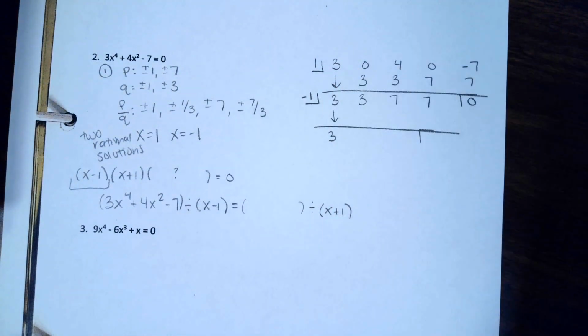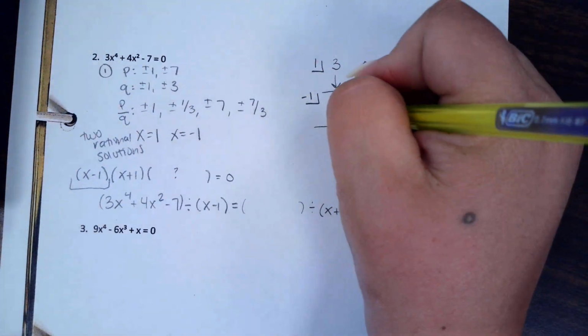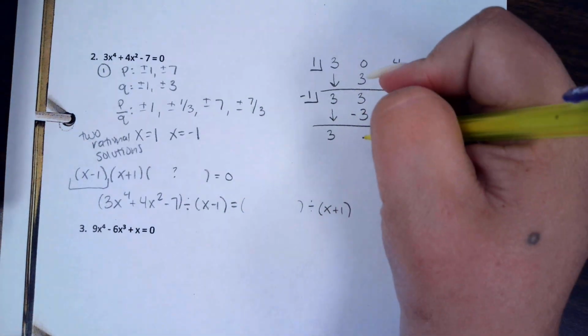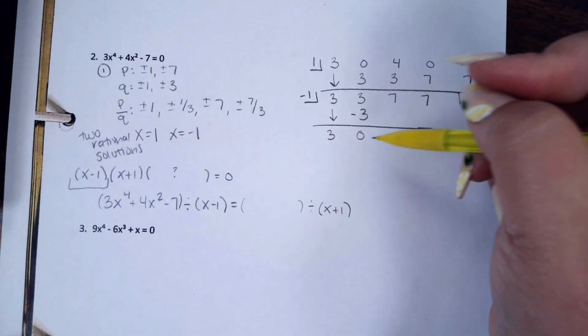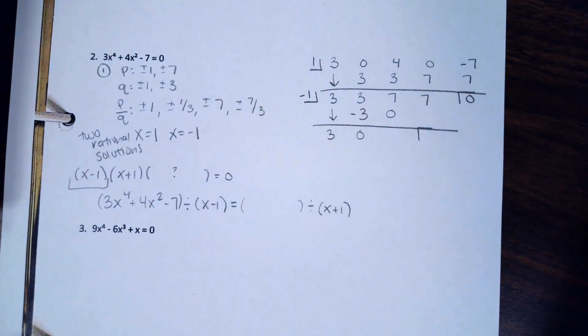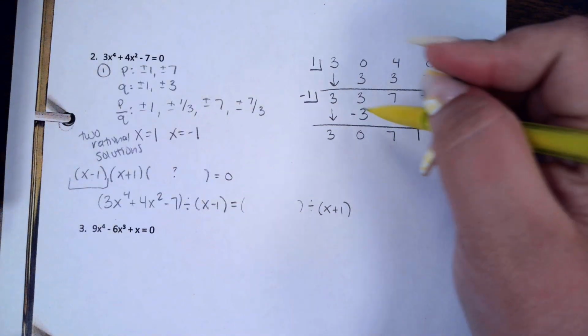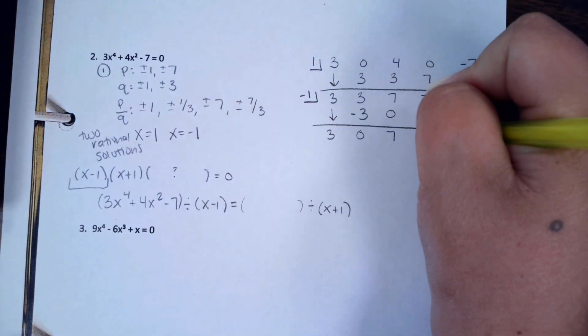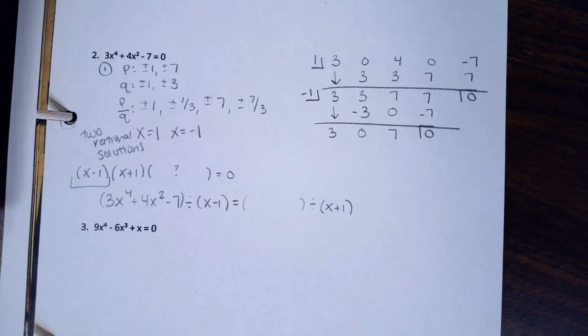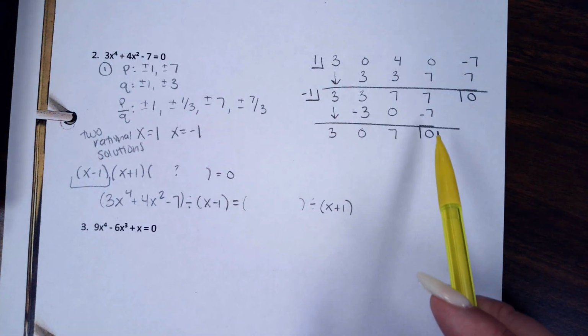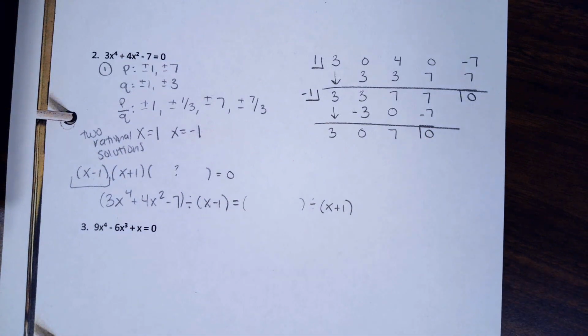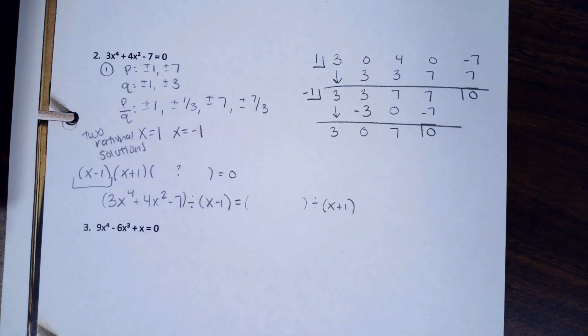So bring the 3 down. 3 times -1 is -3. Add down. You get 0. 0 times -1 is 0. Add down. You get 7. 7 times -1 is -7, which gives us remainder 0. Again, we have to have remainder 0 because they're factors. They're always going to divide evenly. If it does not divide evenly, either these are not your correct factors or you divided wrong.